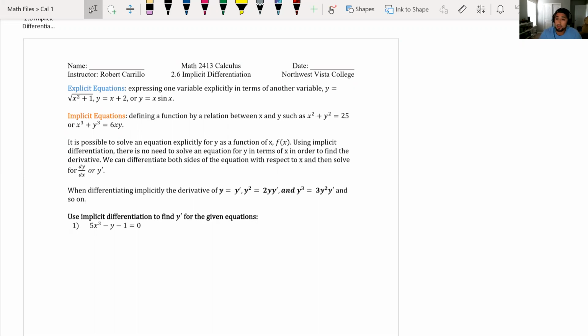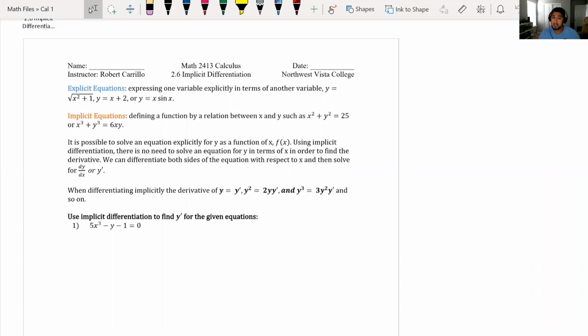What we're always used to is y equals x, y equals some function, right? With implicit differentiation, we don't have to have the equation in the form of y equals. We do not have to have an explicit equation. We can take the derivative of an implicit equation without having to rearrange the equation in terms of y, or to solve for y in terms of x.